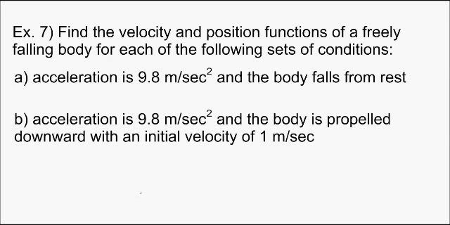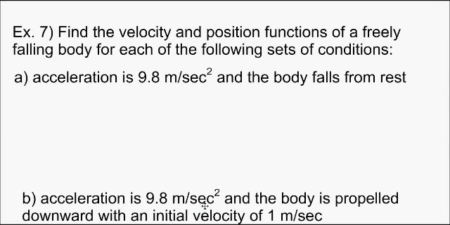Example 7. Find the velocity and position functions of a freely falling body for each of the following sets of conditions. A. Acceleration is 9.8 meters per second squared, and the body falls from rest. Okay, so we know that acceleration is the first derivative of velocity. So when we're anti-deriving this, we're going to be finding velocity first. So v of t equals 9.8 t plus c.